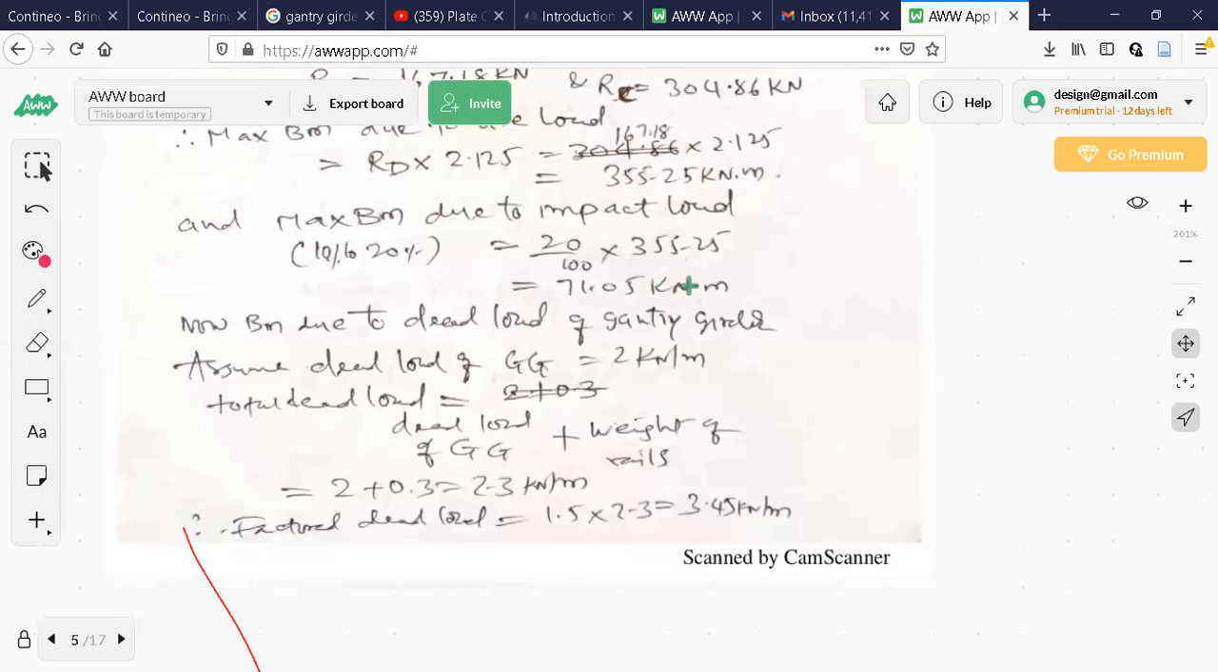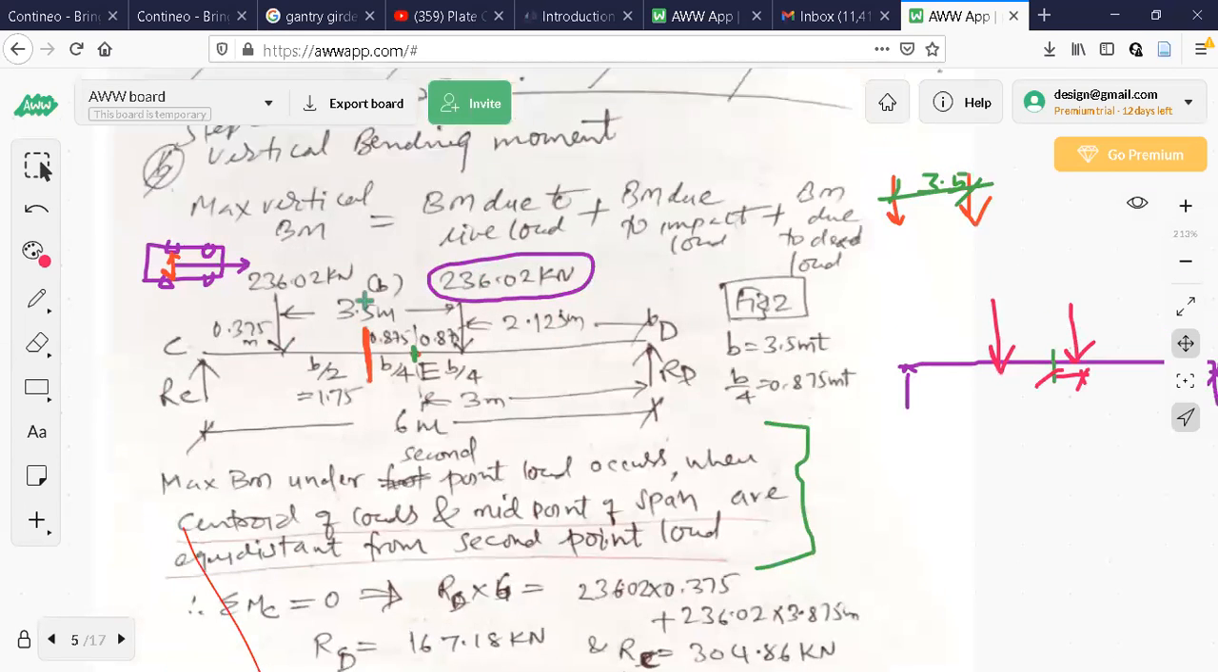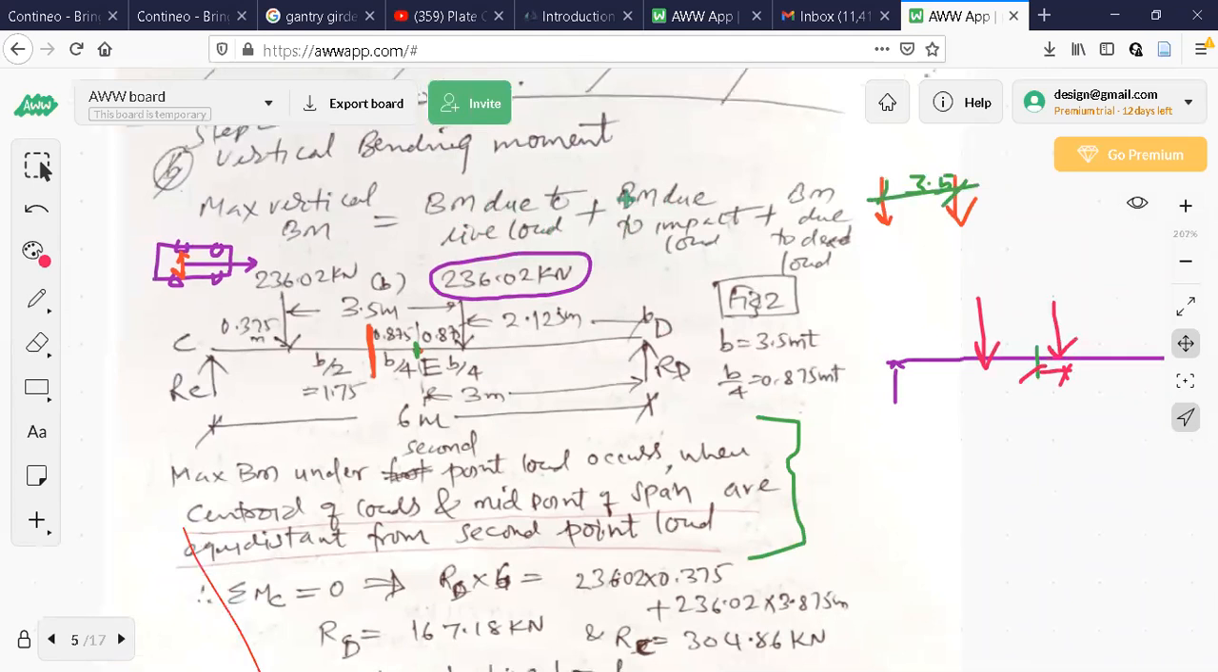See this. There are 3 parts here. Due to live load, that is already calculated, 236.02 here, 236.02. They are placed at appropriate locations, and that is all live load bending moment. Impact bending moment, due to impact, because continuously the loads are moving. Crane girder itself is moving. On crane girder, the trolley is also moving. That is why there will be an impact due to this, which is 20% of bending moment due to live load. So these two are calculated.